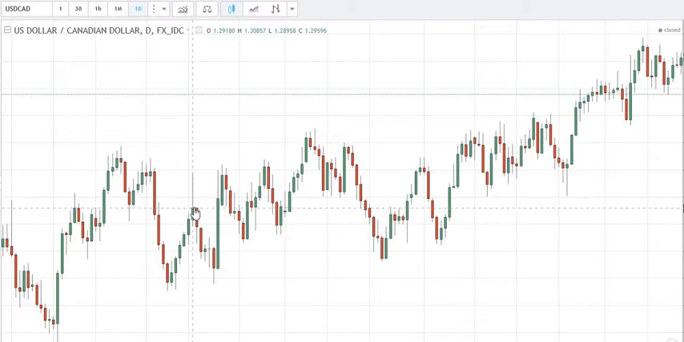So that lets me know right there that, hey, I might be facing some type of resistance. And if I look over here, well, what do you know? It lines up perfectly with a resistance zone right here, right?